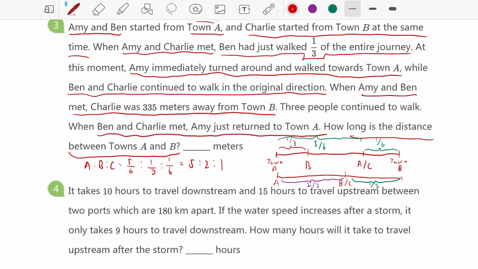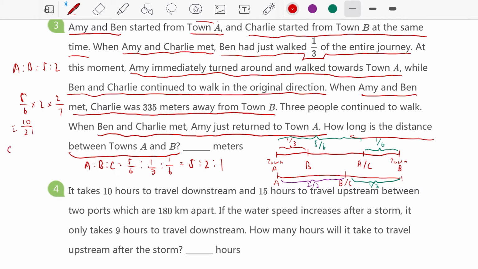So when Amy and Ben have met, they in total have completed 5 over 6 times 2 of the complete distance. But by proportion, let's take a look. A is to B is really just 5 is to 2. So technically speaking, out of this whole distance, Ben has only cleared 2 out of 7 of the complete distance. Because 7 units, right? Ben has only done 2 units. That is the main issue. So by simplifying this, you clear 10 out of 21. And we notice that Ben's speed is double Charlie's speed.